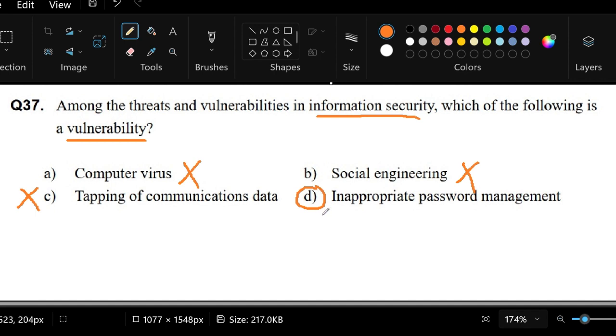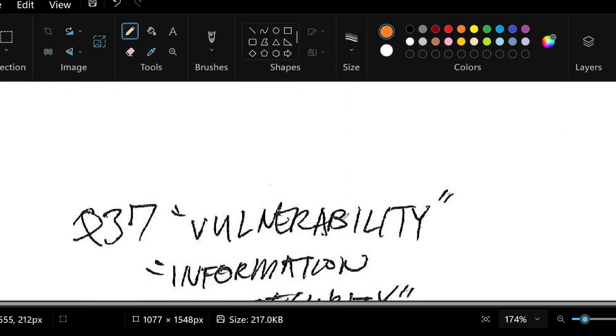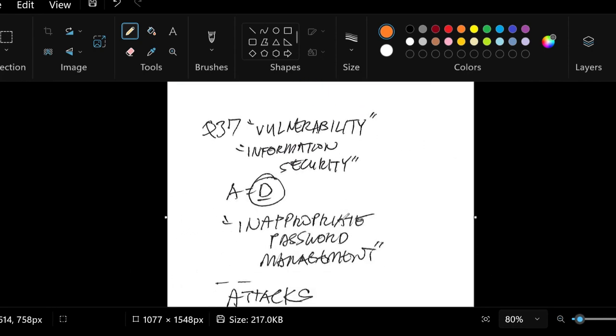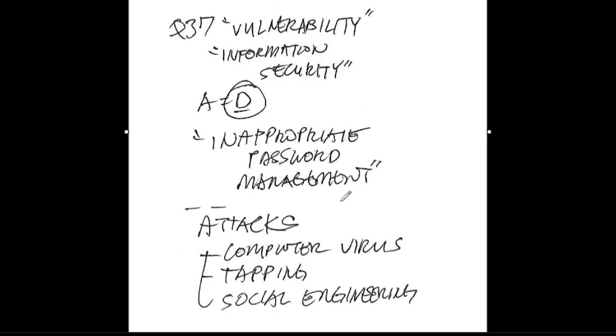Let's see if there is more that we could share from my notes. Okay, so just like what I was saying a while ago, attacks, computer virus, tapping, and social engineering are ways to attack. But in this case, inappropriate password management is more of something that we ourselves are supposed to do. Otherwise, we are vulnerable. We have this weak spot that people could exploit, and so our information security wouldn't be as strong as it should be.